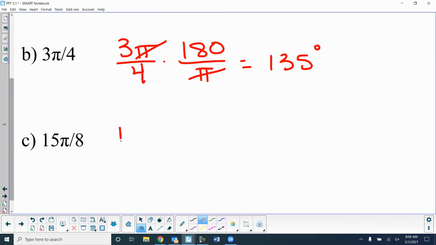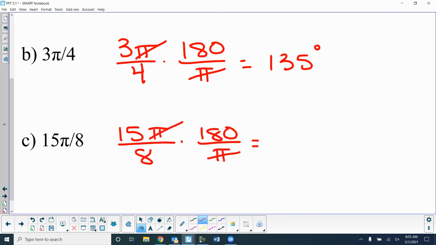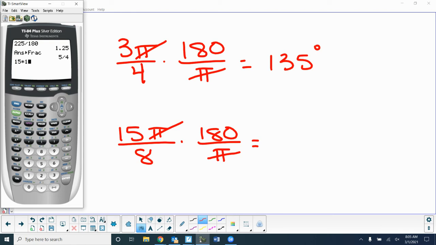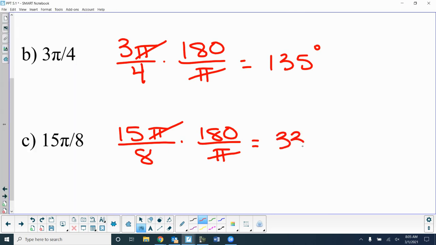This one, again. So the pi's go away. Then you just go 15 times 180 divided by 8. So 337.5. Sometimes it won't be a whole number, that's okay. Decimal's okay. You guys have done this before. It's been a while, maybe.